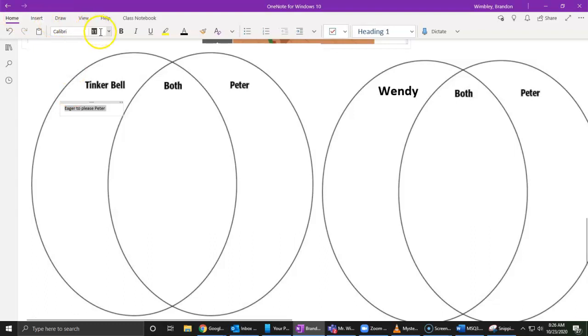Now there's many more we can put in there. We know that she was a fairy, so we could put that in too. We know that she was fast, because remember it said she was darting about.